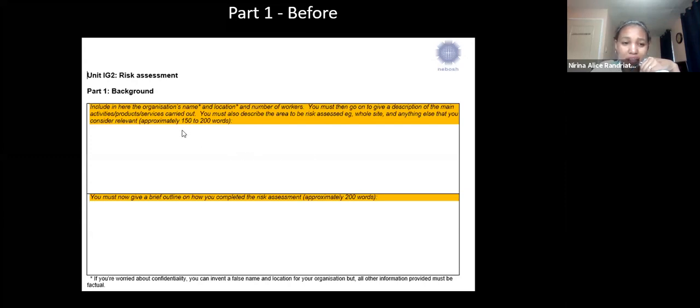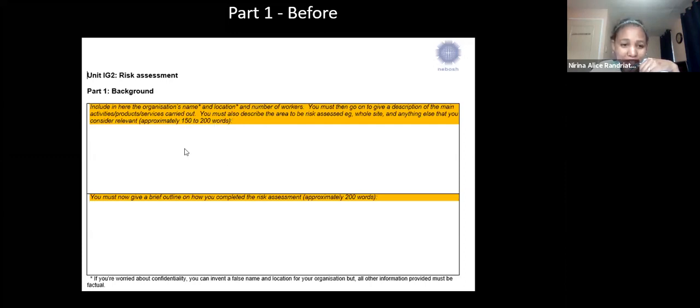And by the way, for each section, they always mention this word count. Here it's 150 to 200. This is more of a recommendation so that you will have an idea how long this section should be. But it's okay if you exceed it or if you don't reach it, it's not really a requirement. Don't worry if you exceeded this word count or if you think it's too short. What's important is to cover all the information that they are looking for.